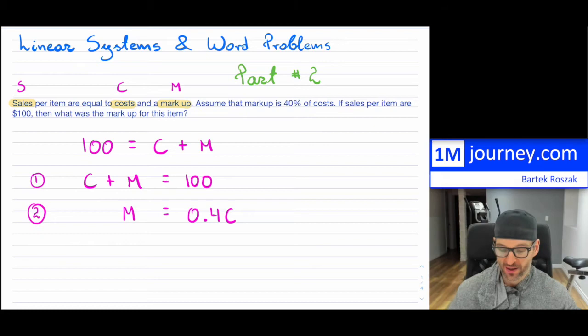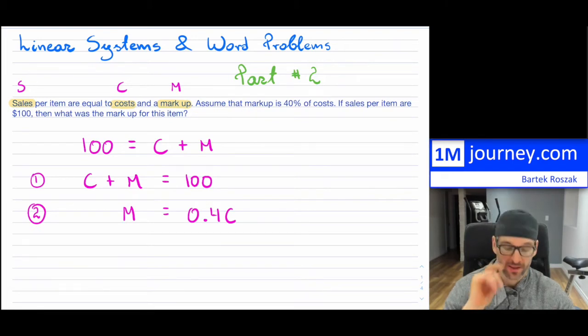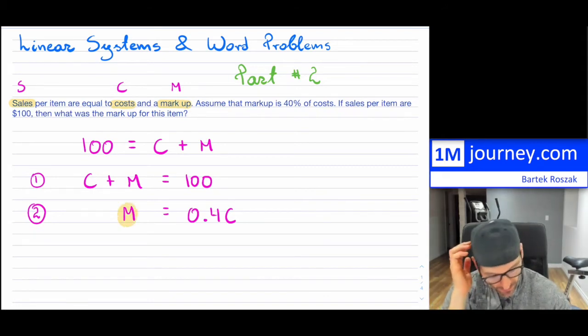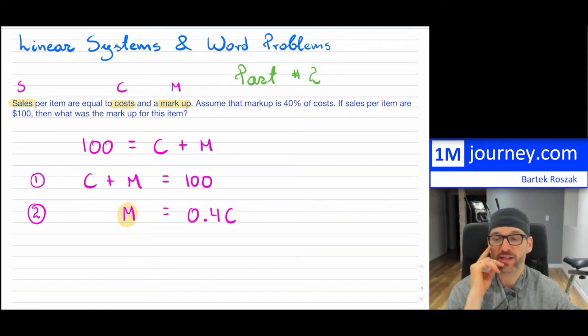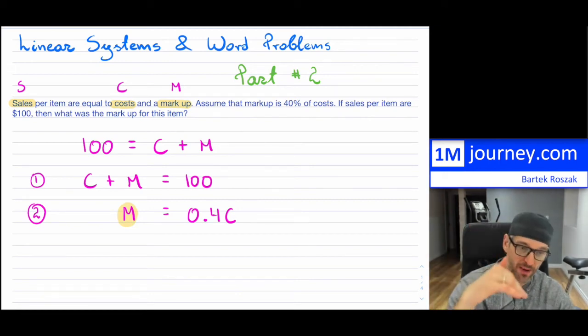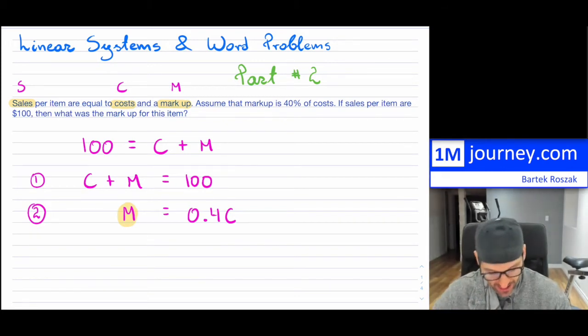Now it says, what was the markup for this item? So we want to solve for M. We don't really need C, we're solving for M. It's convenient here because markup is 0.4 of cost. So we can substitute markup back in, find the cost, and then substitute back again and find the markup. But because they're asking for the markup right away, I can take my first equation and simply isolate.